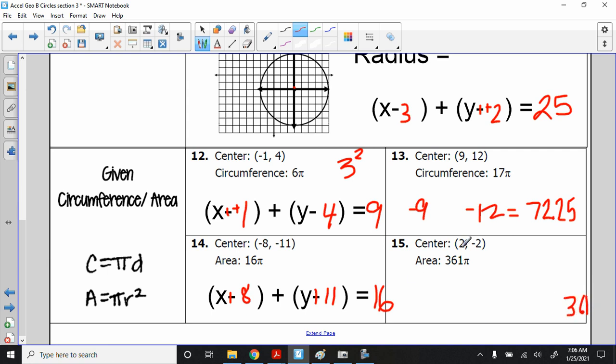So it'd be (x - 2) squared plus (y + 2) squared equals 361.